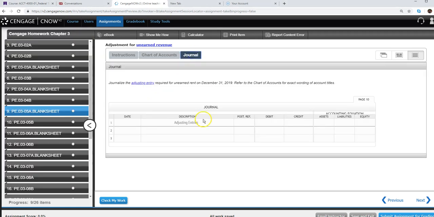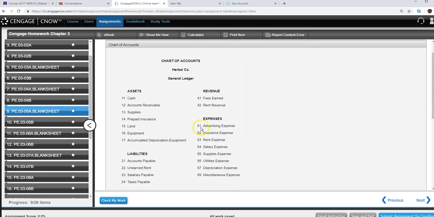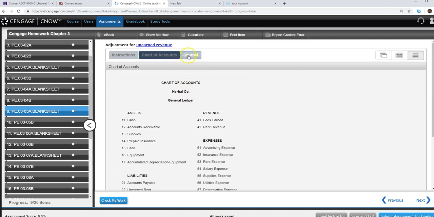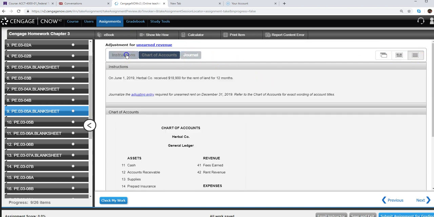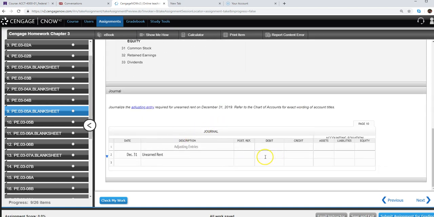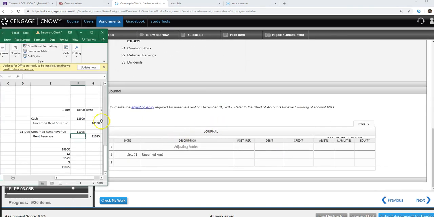So let's go put it into the journal. This date should be 12/31. It should be unearned rent revenue, and I should look to see exactly what name they want by looking at my chart of accounts. Unearned rent. They just want it to be called unearned rent. That's fine. Unearned rent. And that amount again was $11,025.